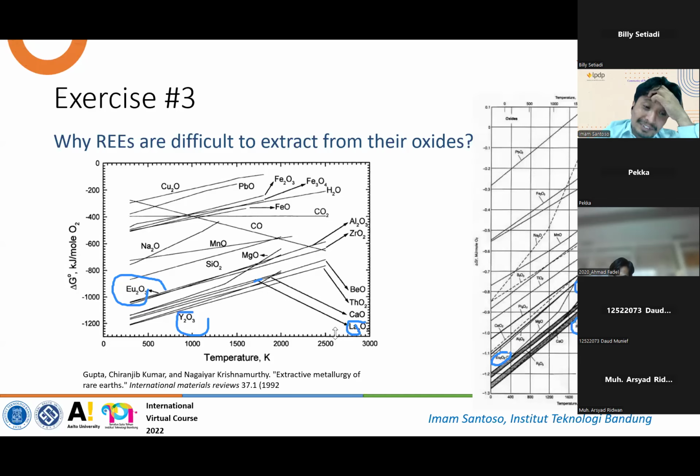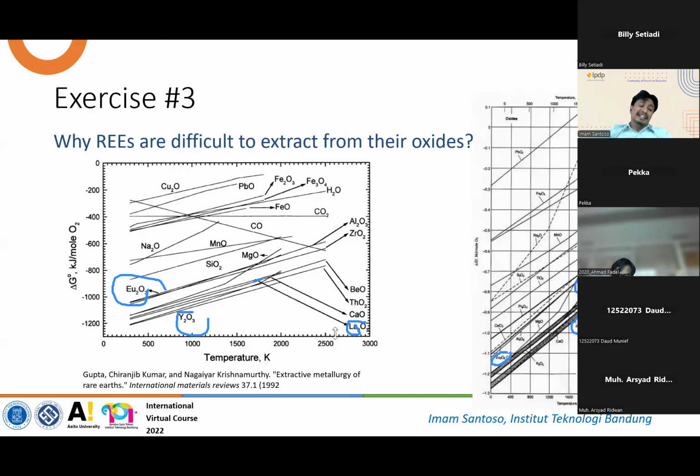Yttrium, I think. And then calcium. Can we use calcium? Oh yes, calcium also. If you have yttrium, you can. But how do you produce yttrium? Calcium is easy to produce. Calcium you can produce from seawater.